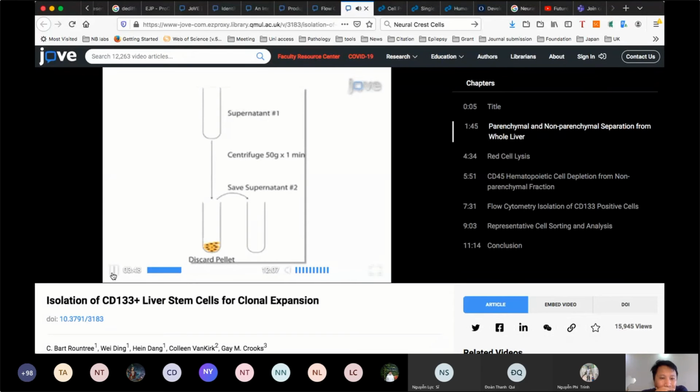Next, to collect the non-parenchymal fraction, which contains the stem and progenitor cells, centrifuge supernatant number 1 at 50 times G for 1 minute. Transfer the supernatant to a tube labeled supernatant number 2 and again discard the pellet. Then centrifuge supernatant number 2 at 50 times G for 1 minute. Following the spin, transfer the supernatant to a tube labeled supernatant number 3 and discard the pellet. Finally, centrifuge final supernatant number 3 at 180 times G for 8 minutes to obtain the non-parenchymal fraction.